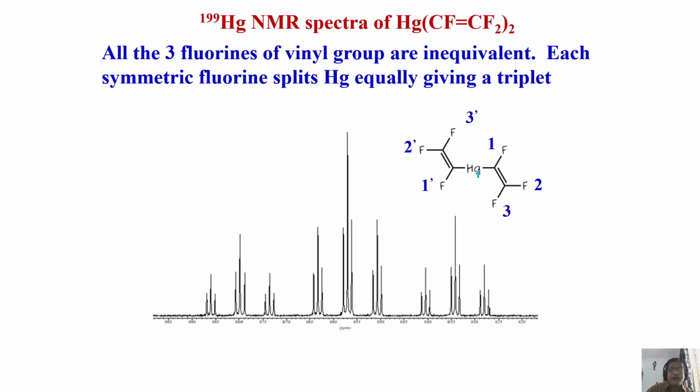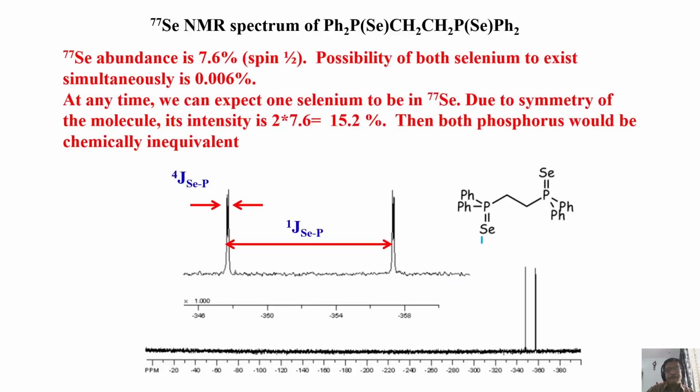Now it is coupled to these two fluorines again with the same coupling strength. Now what will happen? Each line of the triplet of triplets becomes another triplet. So how many peaks do you get? You get 27 peaks totally. The pattern is simple, right? Okay, that is the pattern. You should call this TTT, triplet of triplets of triplets.